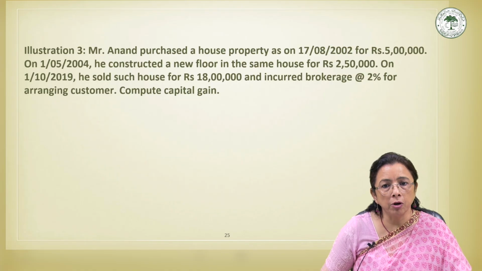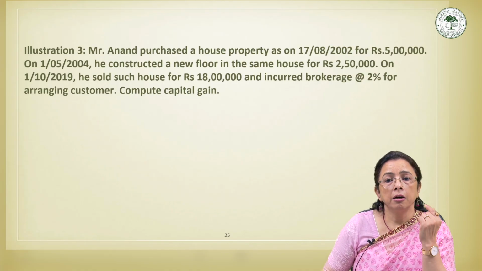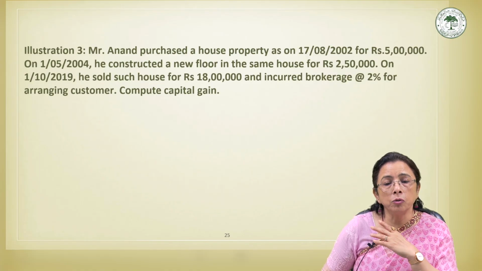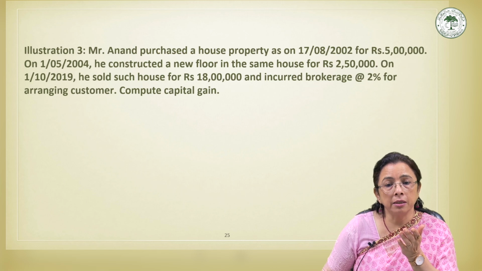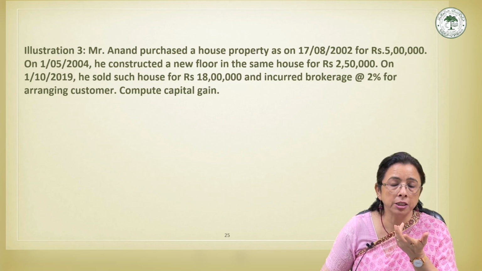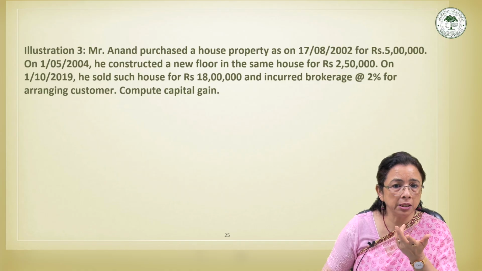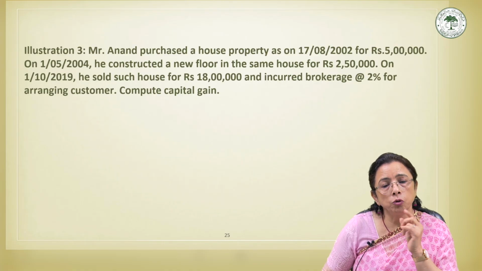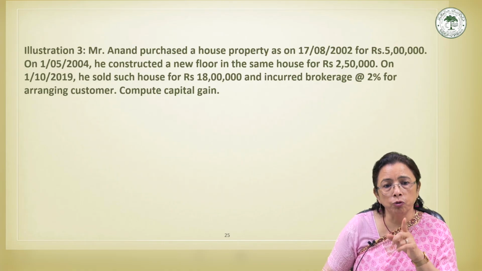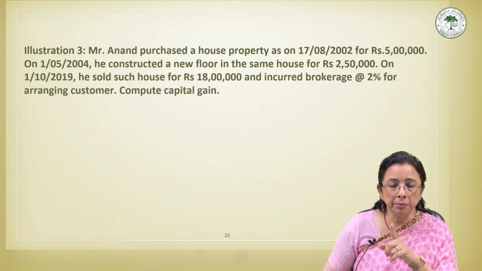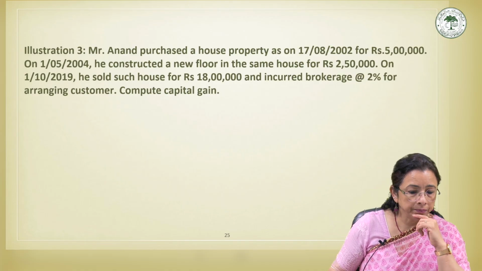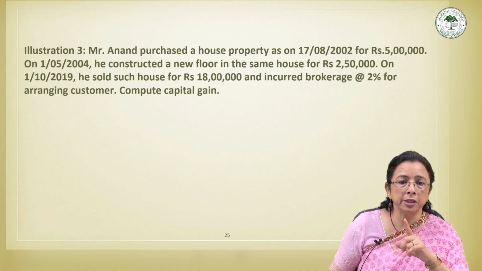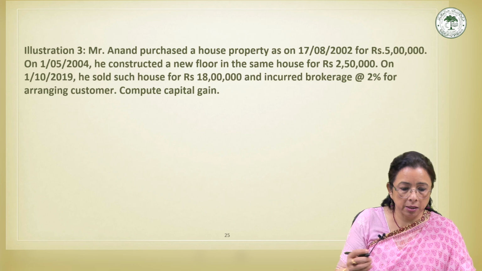So obviously it is a long-term capital gain, because the period from 2002 to 2019 means almost 17 years are involved here. If it is a piece of land, beyond 24 months, that is 2 years, it goes for this. And this question includes both expenditures: the expenses on transfer, that is the brokerage, and the expenses on improvement. Okay, so let us calculate it.